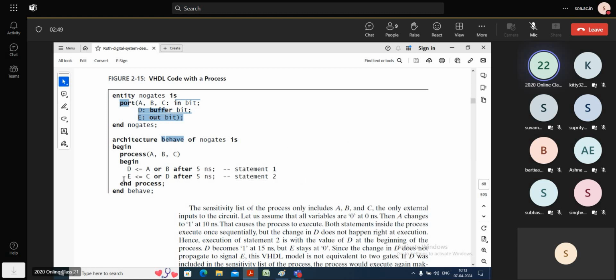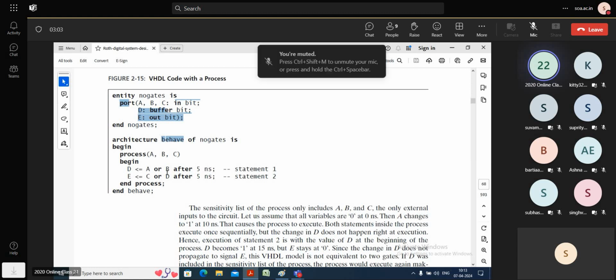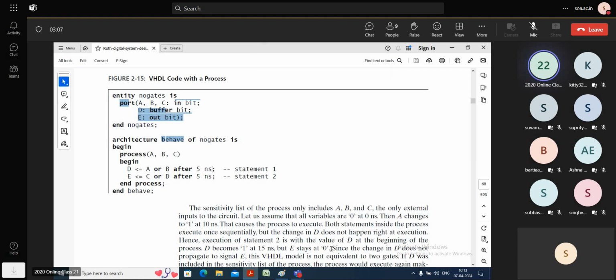But after that you can see that this statement is there, E equals C or D. Now this value of D as 1 has not been propagated, so the value of D has not become 1 here. The value of D is still 0. So that's why E stays at 0, since the change in D does not propagate to signal E because there is a propagation delay. So here the value of E is still 0.